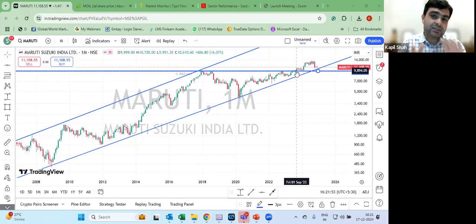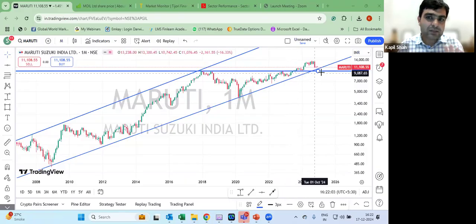And this is what we were talking about yesterday: the long consolidation patches, and the breakouts happen on the higher side. So this is a very profound sign that we are seeing. Okay, but the development is yet to go.